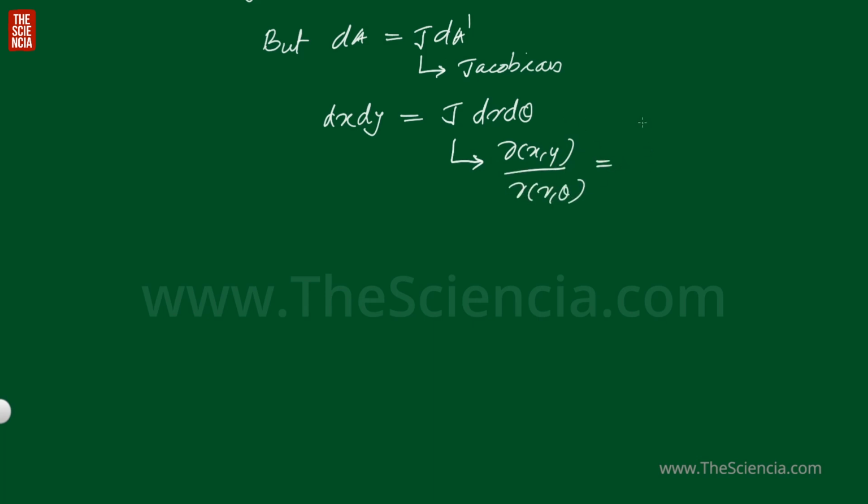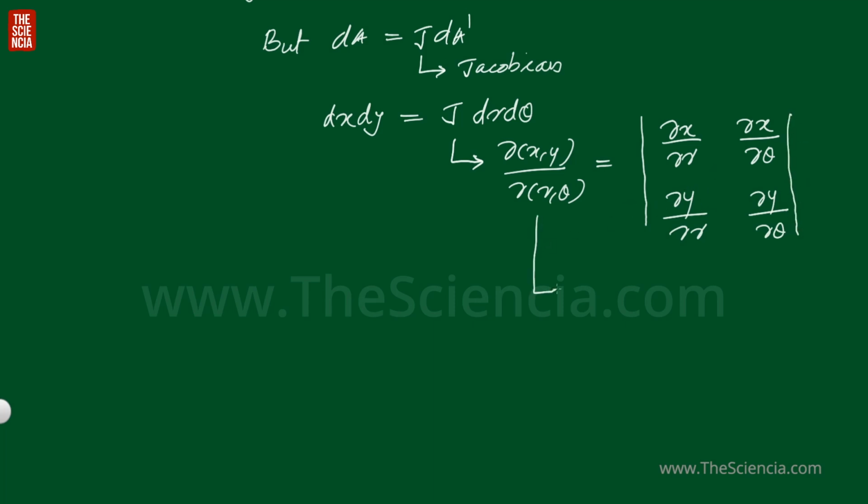That is equal to the determinant of dou x by dou r, dou x by dou theta, dou y by dou r, dou y by dou theta. I think you are already familiar with this term. This is nothing but the Poisson bracket of xy with respect to r theta. So the elemental area in both the coordinate systems are connected through a Jacobian. And this Jacobian will be different for different coordinate transformations.